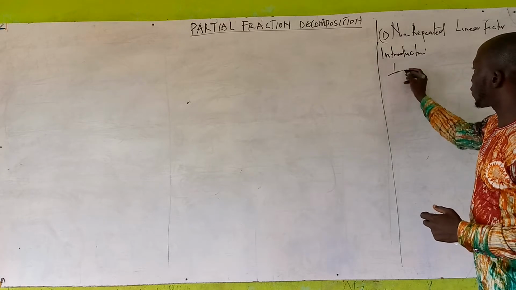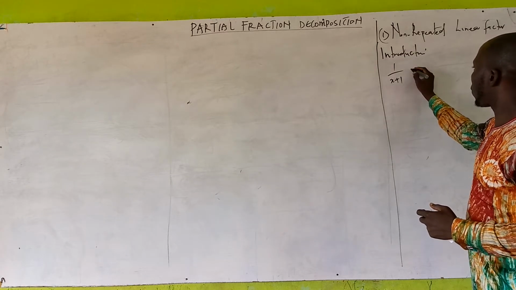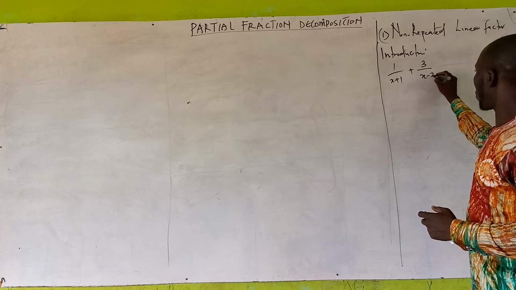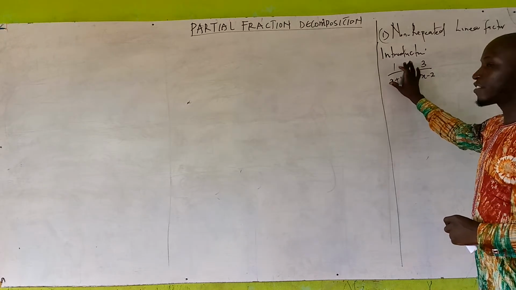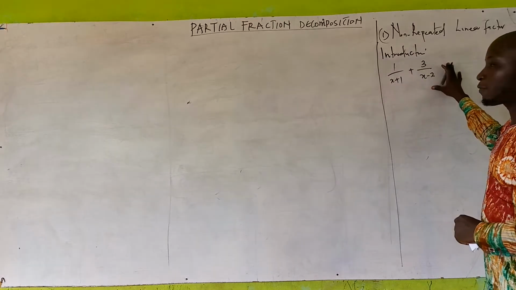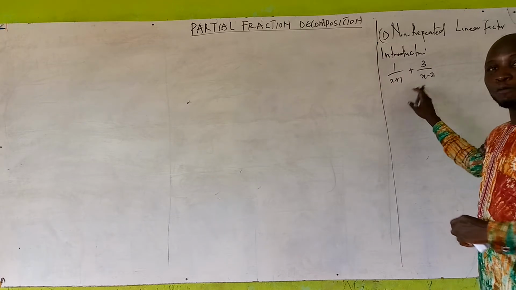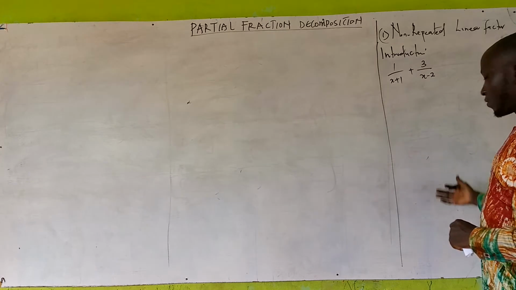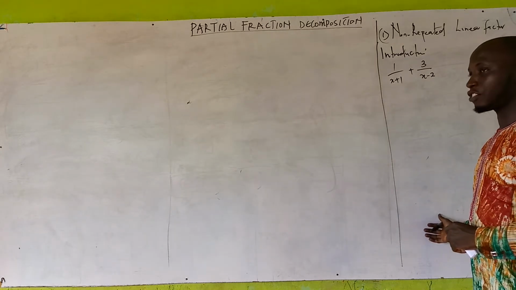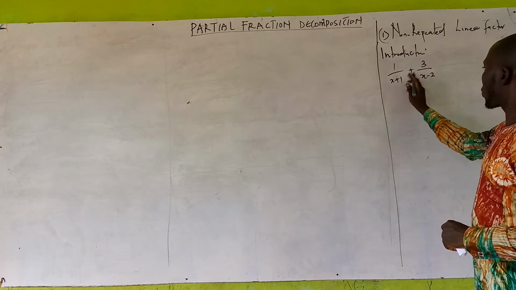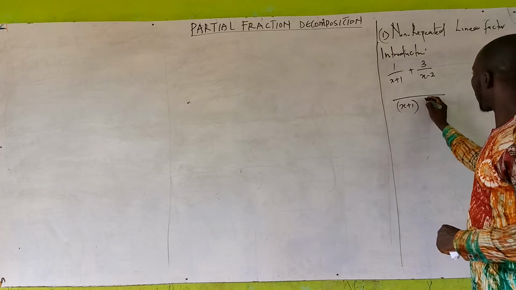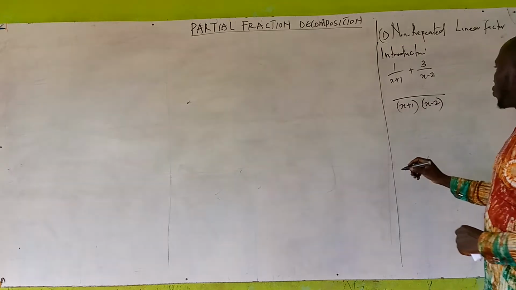Let's say we have 1 over x plus 1, plus 3 over x minus 2. This is an algebraic fraction, and this is an algebraic fraction. The addition of these two fractions is going to give us a single fraction. Let's see what we do: we take the common denominator, x plus 1 times x minus 2.